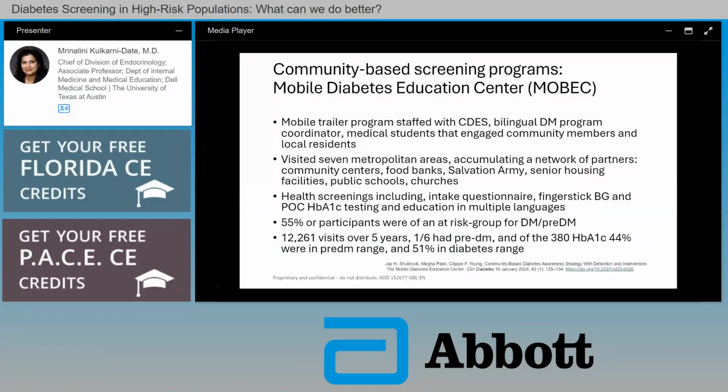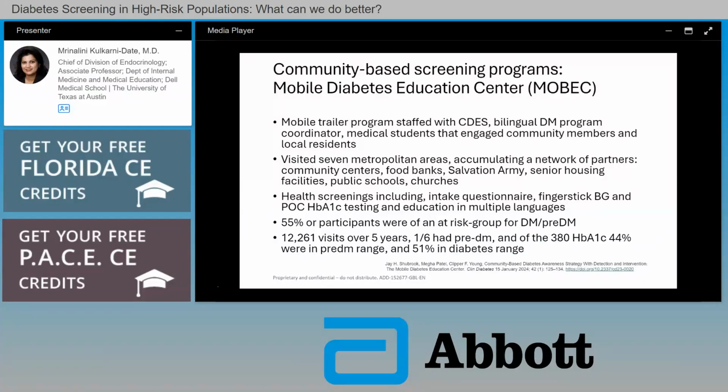It'll be taken up better by the community. So this intervention, they did health screenings, they had an intake questionnaire, they did finger stick blood glucose testing and point of care hemoglobin A1C testing, and education in multiple languages. 55% of the participants were at an at-risk group for diabetes or prediabetes. Over 5 years, they did over 12,000 visits. 1/6 of their patients had prediabetes. And of the 380 hemoglobin A1Cs that they did, 44% were in the prediabetes range and 51% were in the diabetes range who hadn't necessarily engaged in care prior to that.